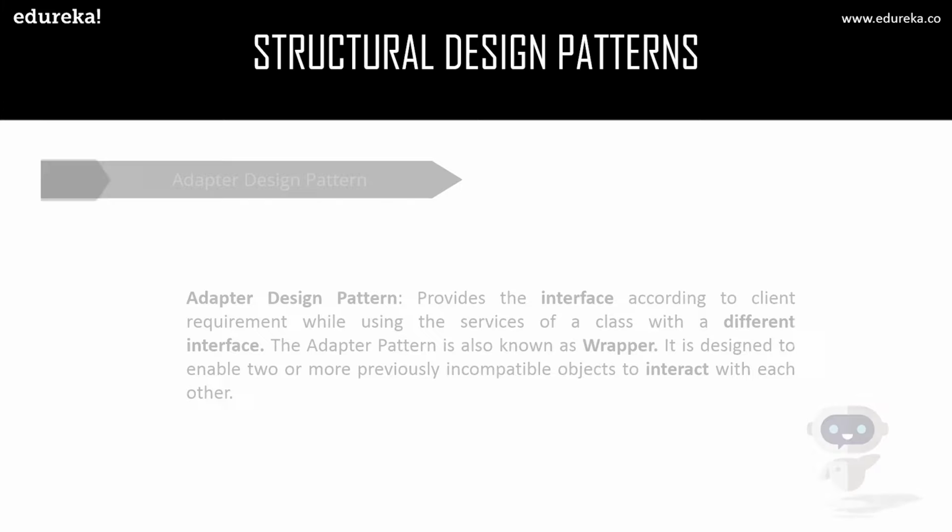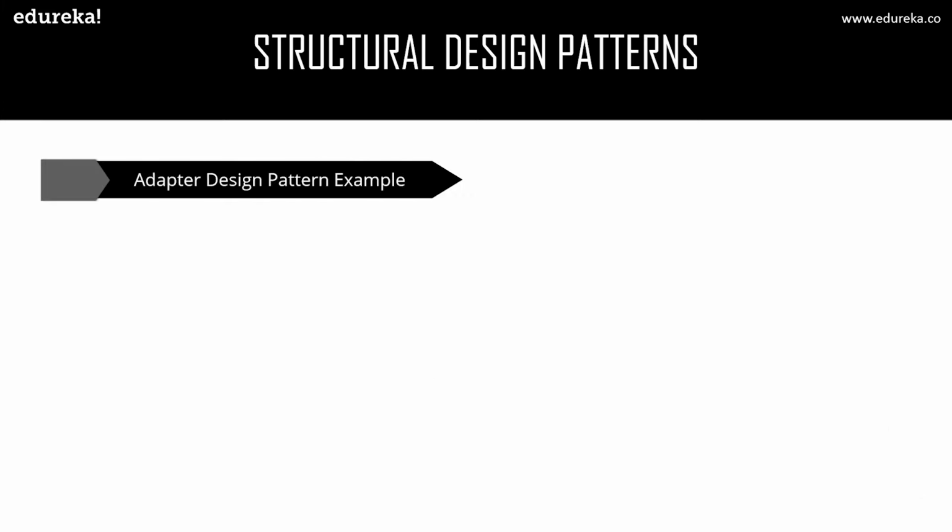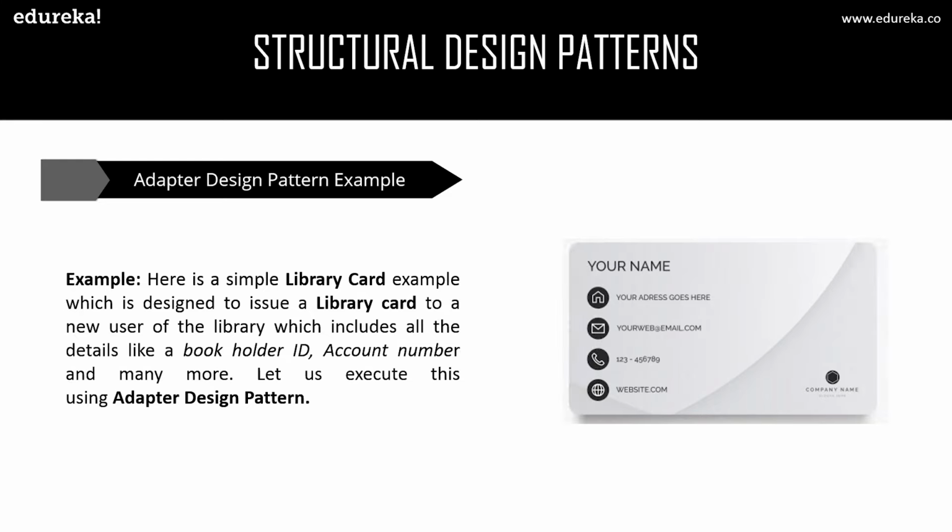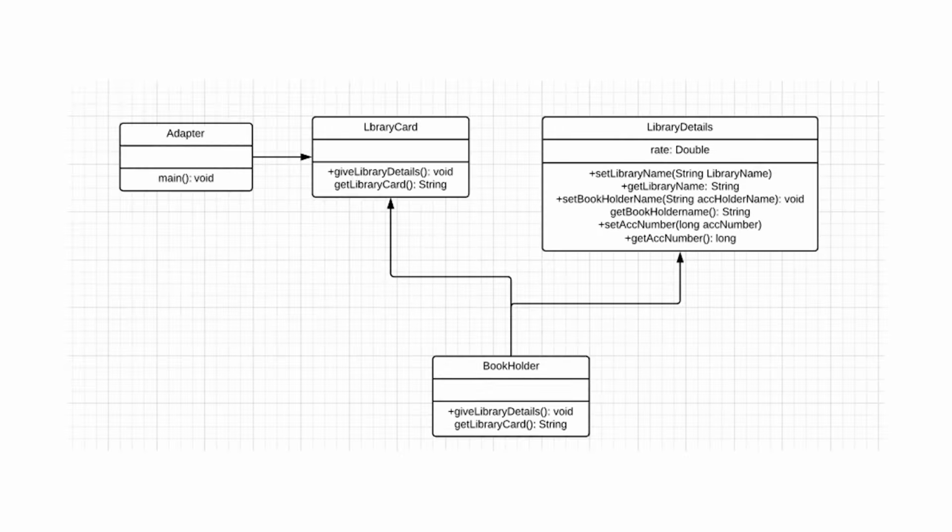Let us deal with an example of adapter design pattern where we have a simple library card example which is designed to issue a library card to a new user of a library which includes all the details like book holder ID, account number, and many more. Let us execute this adapter design pattern and see how does it work. So this is the UML diagram for our example. Now let us execute this practically.